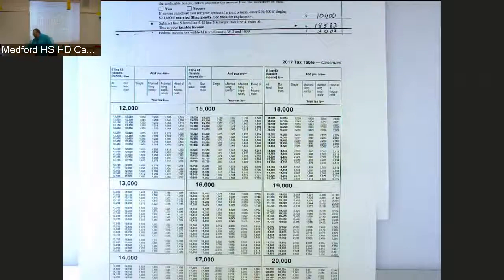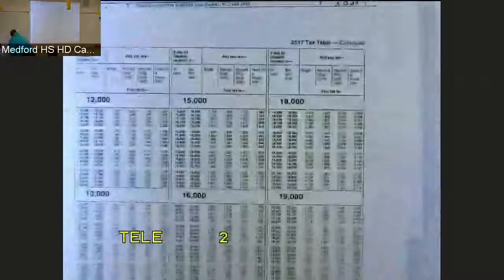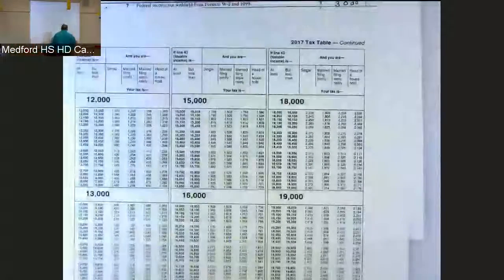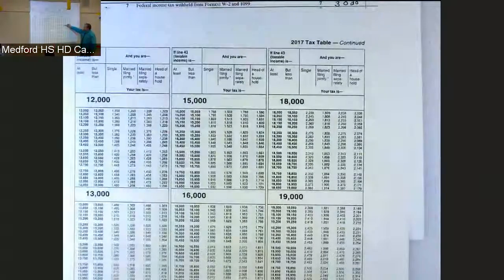Let's zoom this in a little bit more. See it? 18,582 falls right here, between 18,550 and 18,600. Married, or excuse me, single person. So the amount of tax that we should have paid is 2,320.